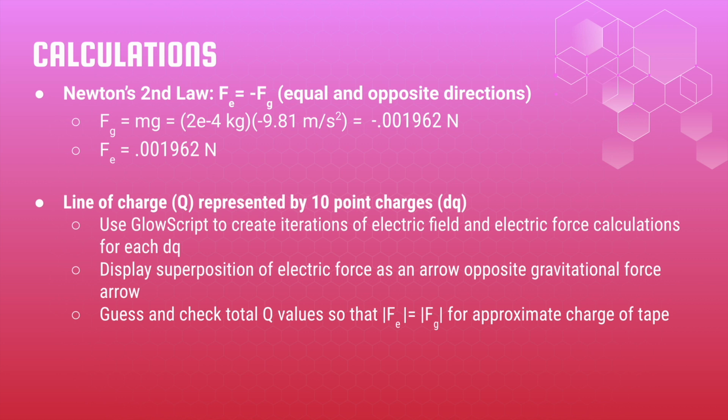The line of charge Q was represented by 10 point charges dQ. I used the GlowScript code to create iterations of electric field and electric force calculations for each dQ. I displayed the superposition of electric force as an arrow opposite the gravitational force arrow, and then I guessed and checked the total Q values so that electric force equaled gravitational force for the approximate charge of tape.